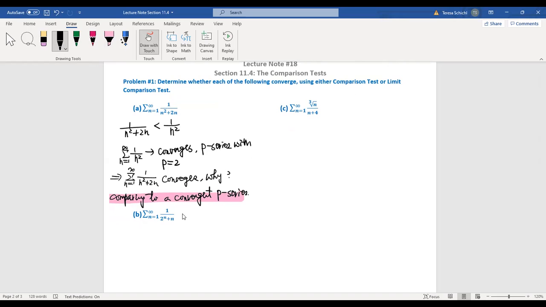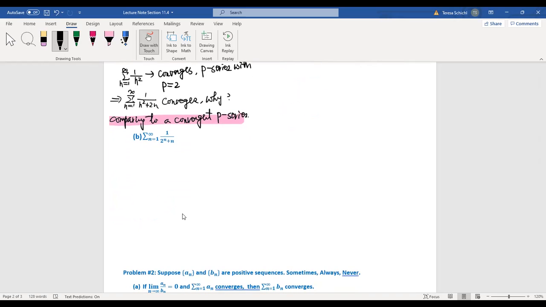Okay, now let's take a look at this one here. 1 over 2 to the n plus n. Okay, so this looks like we have a good candidate here. I know this one is less than 1 over 2 to the n. That's right, because the denominator is bigger. Now, if this is true, I know the summation n from 1 to infinity of 1 over 2 to the n converges.